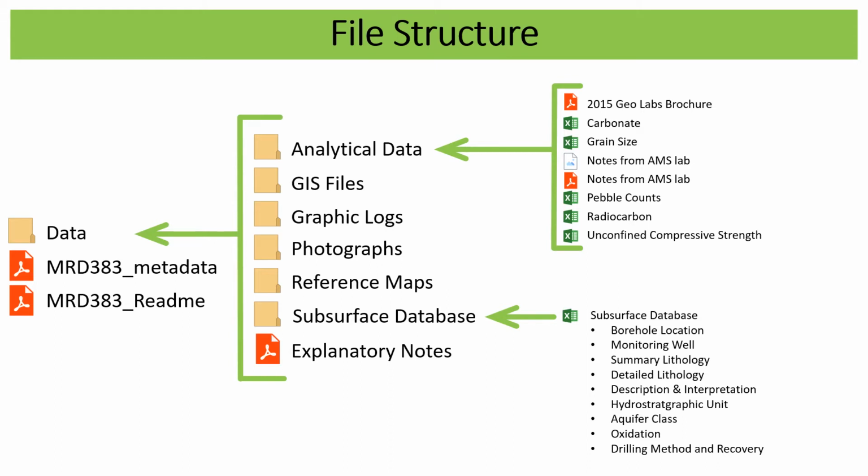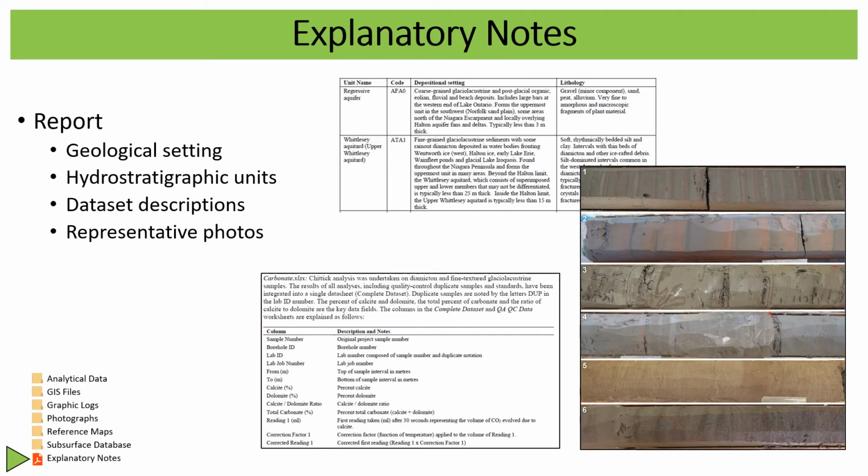The data in this release are organized into 6 folders, and we're going to take a peek to see what's inside each one. I'm the first to admit that I got a bit carried away with this release. The explanatory notes ended up more of a report describing the geological setting, Quaternary history, and hydrostratigraphic units of the project area, with loads of example photos of the sediments encountered, and describing the information found in each folder and file. I would like to draw your attention to the table of contents at the bottom left. Throughout this presentation, I've used green triangles to help us stay organized.